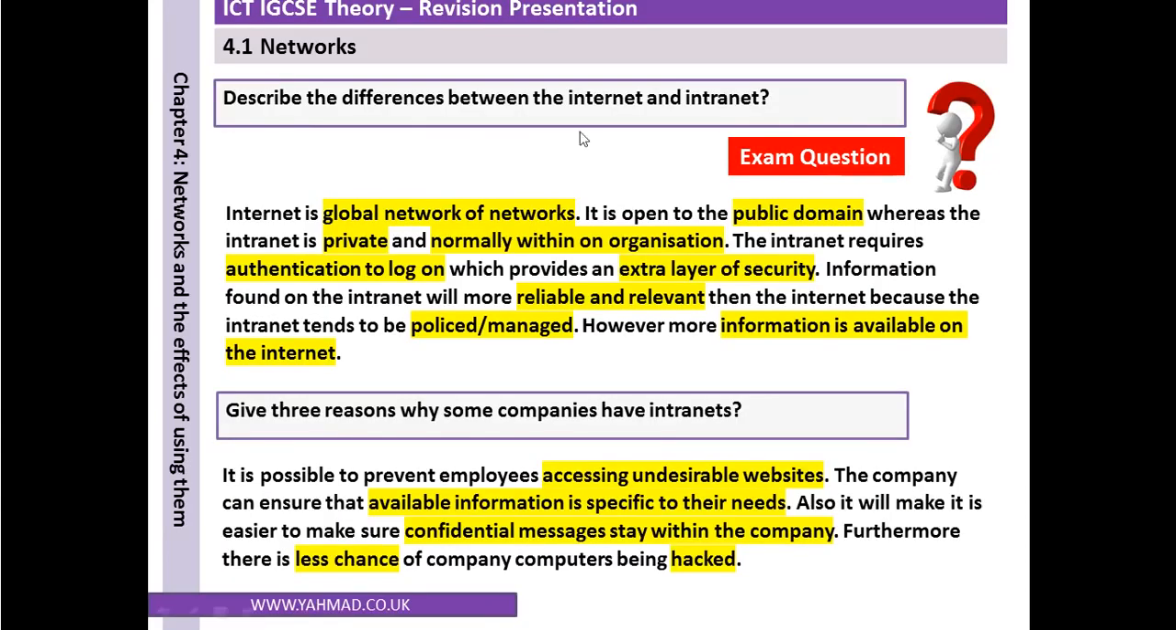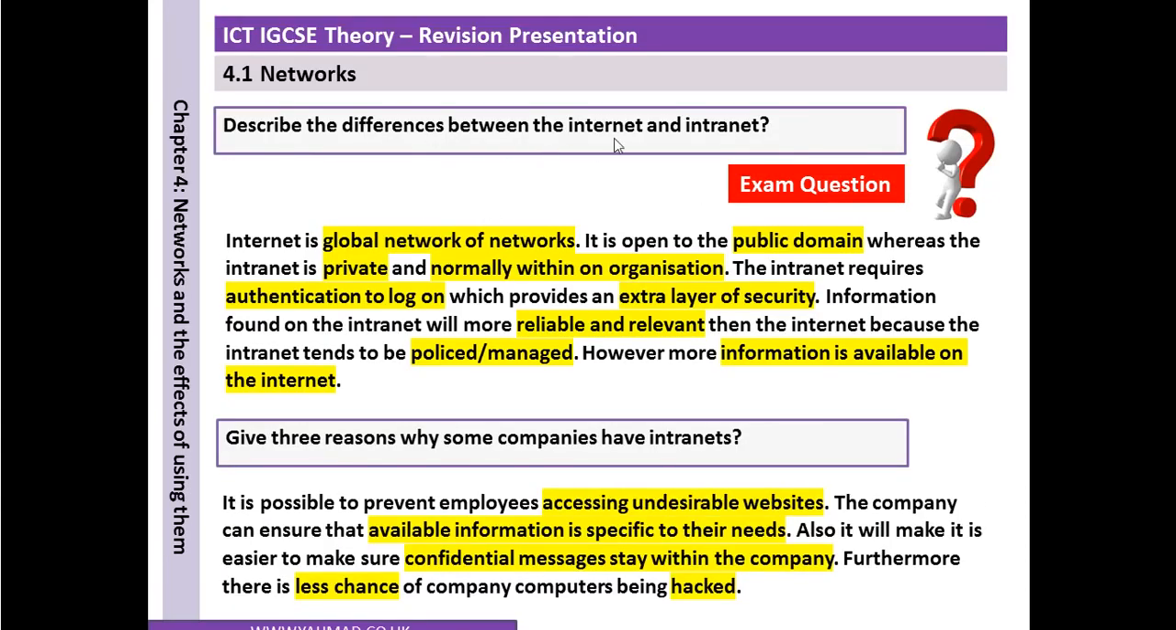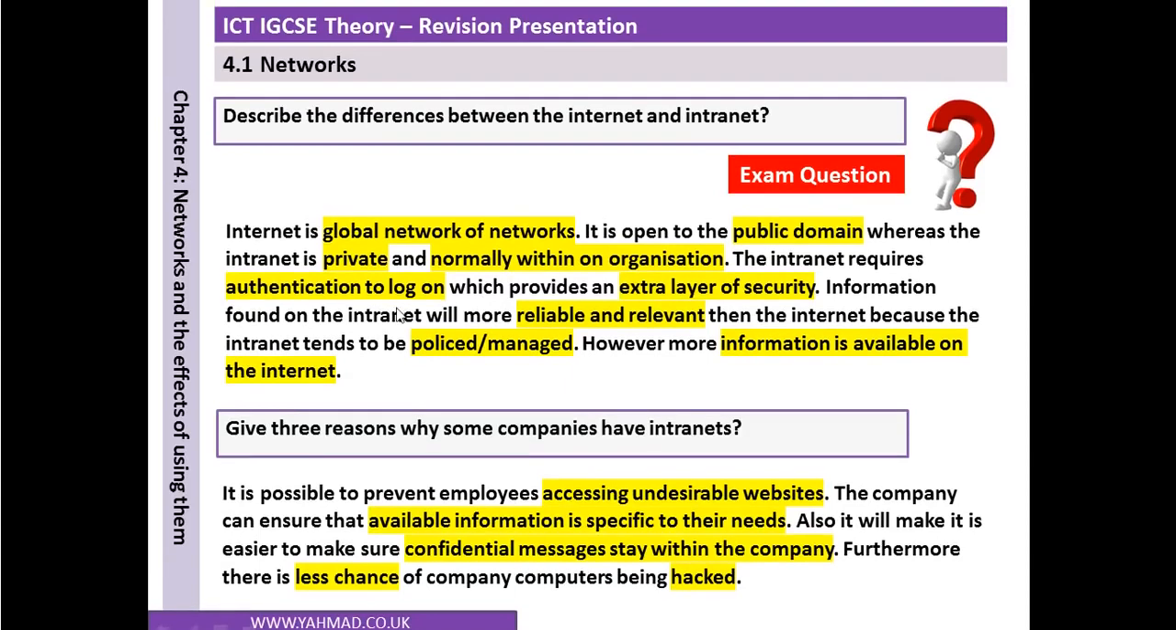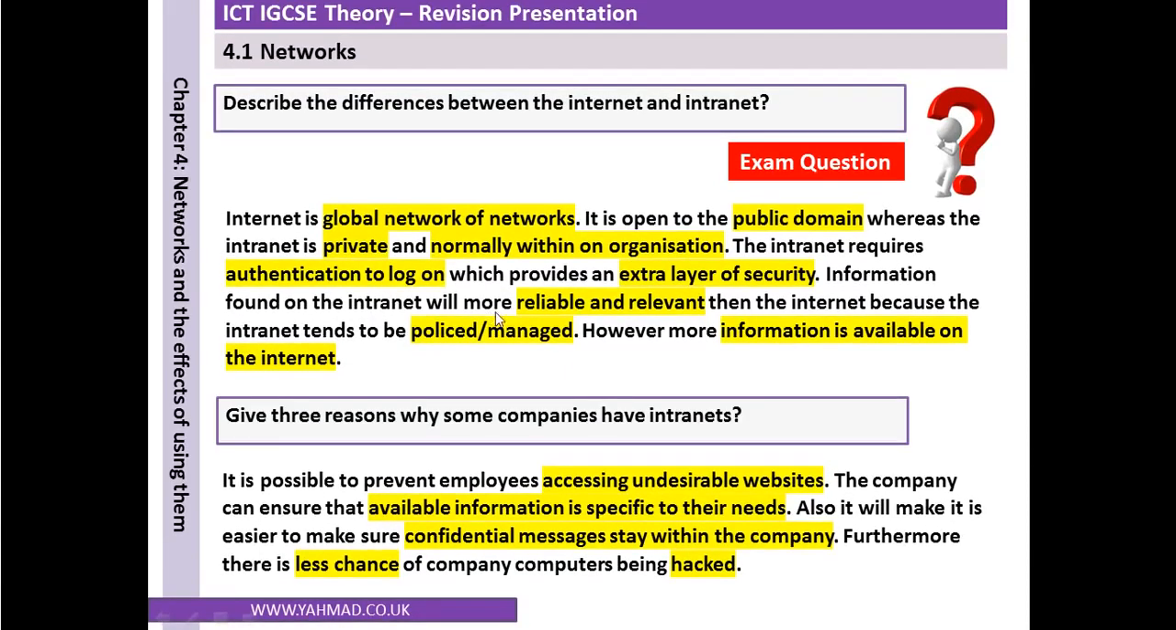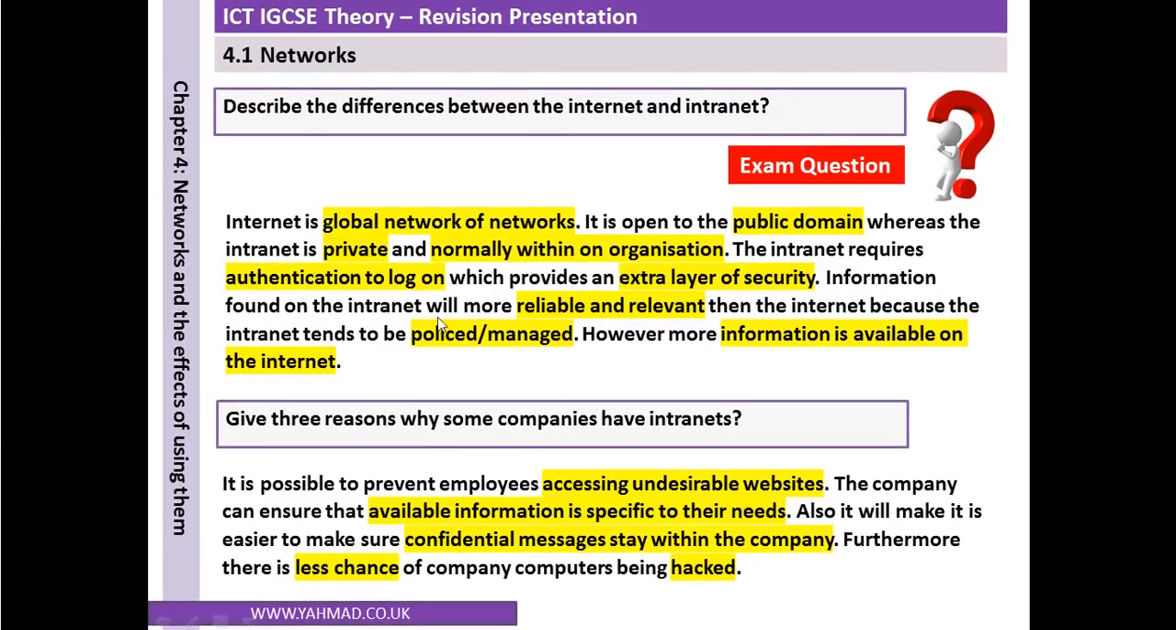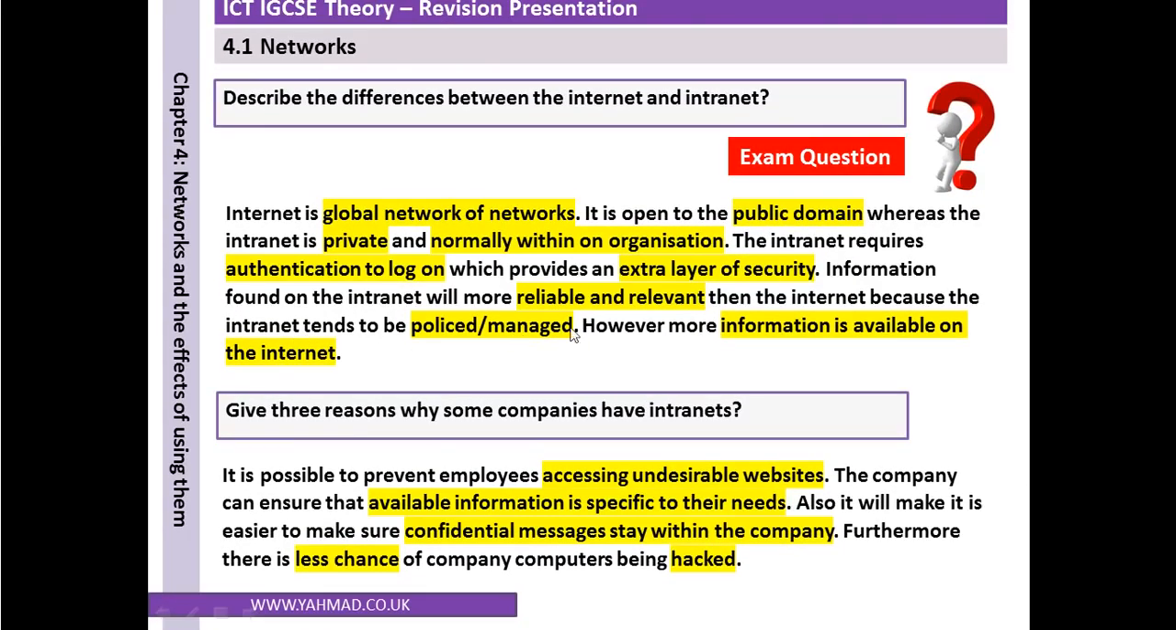Okay, so describe the differences between the internet and the intranet. So the internet is a global network of networks. It's open to the public domain, whereas the intranet is private and normally within one organization. The intranet requires authentication to log on, which provides an extra layer of security. Information found on the intranet will be more reliable and relevant than the internet because the intranet tends to be policed and managed. However, more information is available on the internet.